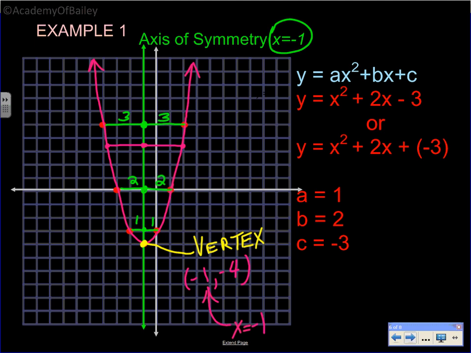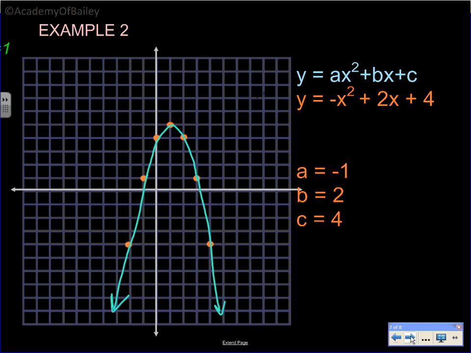Let's look at another type of parabola here. When we have a parabola that opens down, there's the quadratic function there: y equals -x squared plus 2x plus 4. You notice A is -1, B is +2, and C is +4, and I have that written there. The parabola is the blue line there.